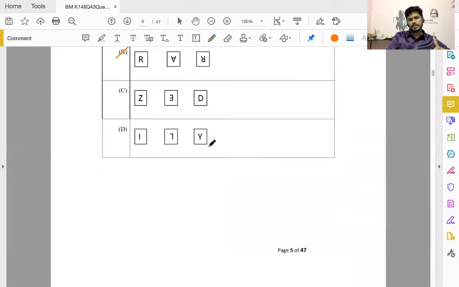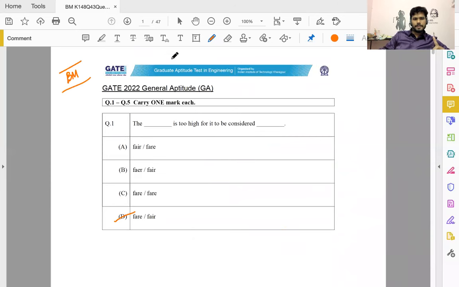The paper is hard, at least as hard as 2021. And before I share my expectations, let me update my data. Anyone like to share how much you are roughly getting? Anyone getting 40 plus? 38 would be a good score. Okay, great.